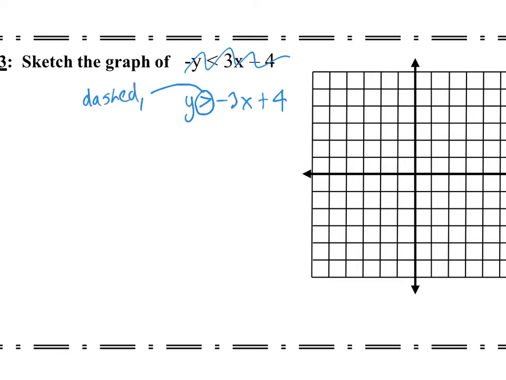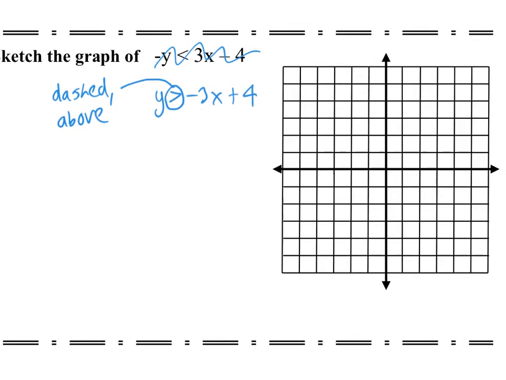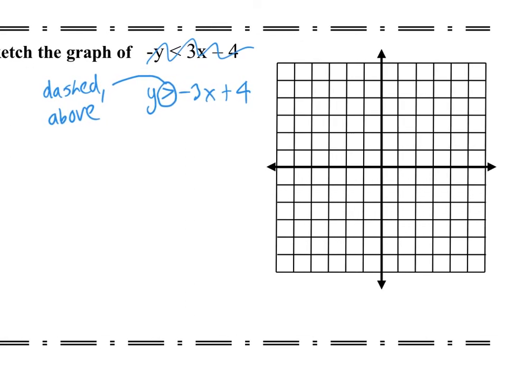And then if it's greater than, are we going to shade above or below? Well, it's greater than, so we're going to shade above. So it's going to be a dashed line, and we're going to shade above this line right here, okay? All right, so let's go ahead and graph this now.